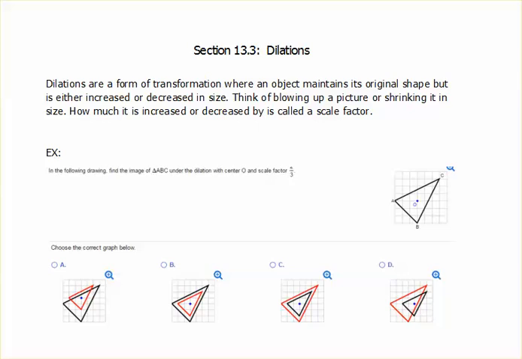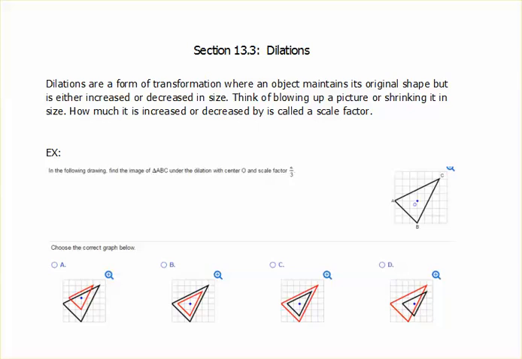Now, we could also shrink things down. If you think about making something 50% of its original size, wouldn't that be half as much as it was originally? Absolutely. So that scale factor would be a half. So when you're looking at scale factors, anything over 1 is an increase in size. Anything under 1 would be a decrease in size. So let's look at this example.